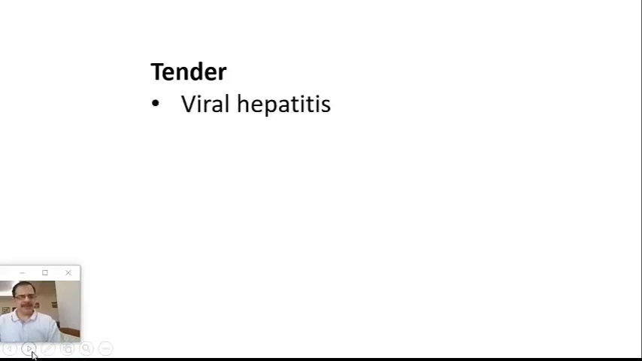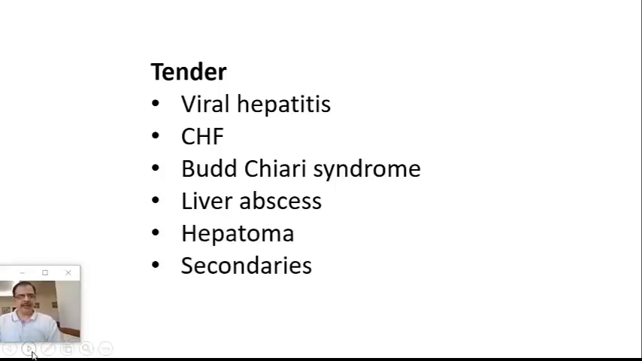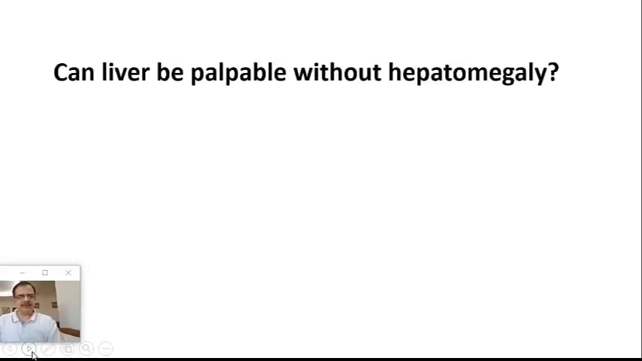If the liver is tender, then the usual causes are viral hepatitis, CHF, Budd-Chiari syndrome, liver abscess, which can be a pyogenic liver abscess or an amoebic liver abscess, or hepatoma or secondaries. Now if the liver is pulsatile, then it could be a valvular lesion like tricuspid regurgitation, in which the liver is pulsatile in systole when the right ventricle contracts, and it will be palpable in diastole in tricuspid stenosis.